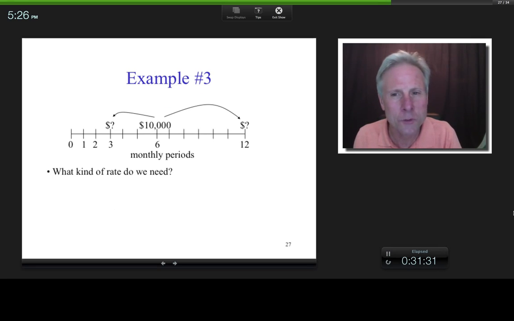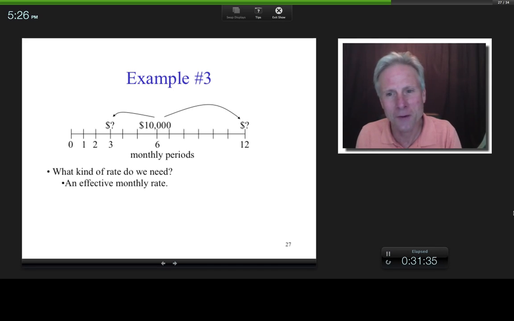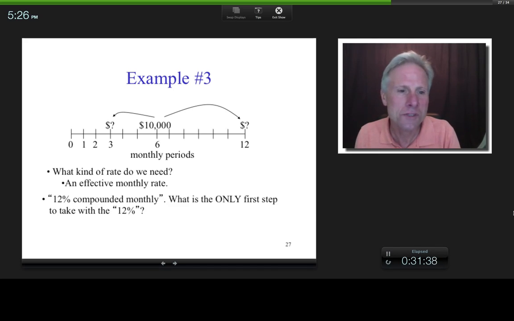So what kind of rate do we need? Well, we need an effective monthly rate, right? And the question says, all right, well, 12% compounded monthly. Now, is this already an effective rate? It's not, right? Unless it tells you, hey, this is an effective rate. You have to assume that it's what? APR, okay? Or stated rate, or nominal rate, okay?